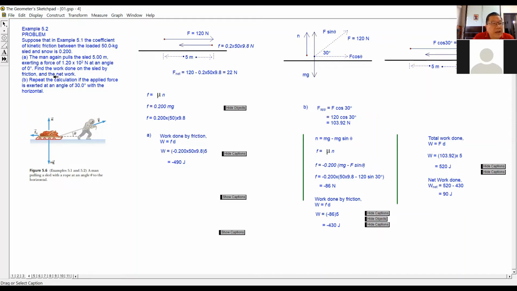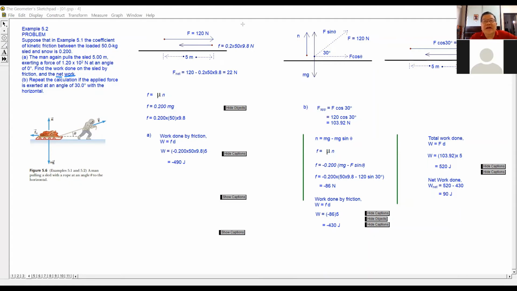Next part, find also the net work. Actually, this one is net work done. It is not one word, it is two words here. Net work, two words. If it is one word, then we are talking about networking. But this net work means the extra force, the net force, the excess force. How much work is done by the excess force?